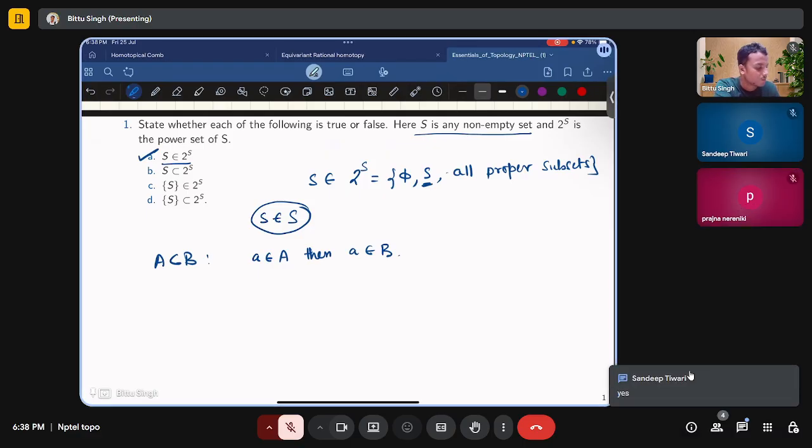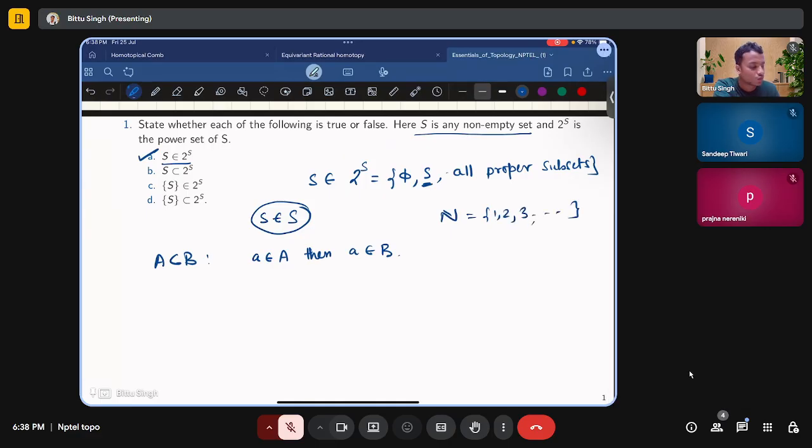Yes. For example, take natural numbers. So natural numbers means it is 1, 2, 3, etc. So here we can see that 1 belongs to N, 2 belongs to N, but the question is, is it true that N belongs to N? No. This is not true. So s belongs to s is not true. Therefore, this is also not true. By similar kind of analogy, s is not contained in 2 to the power s. So this is not true.